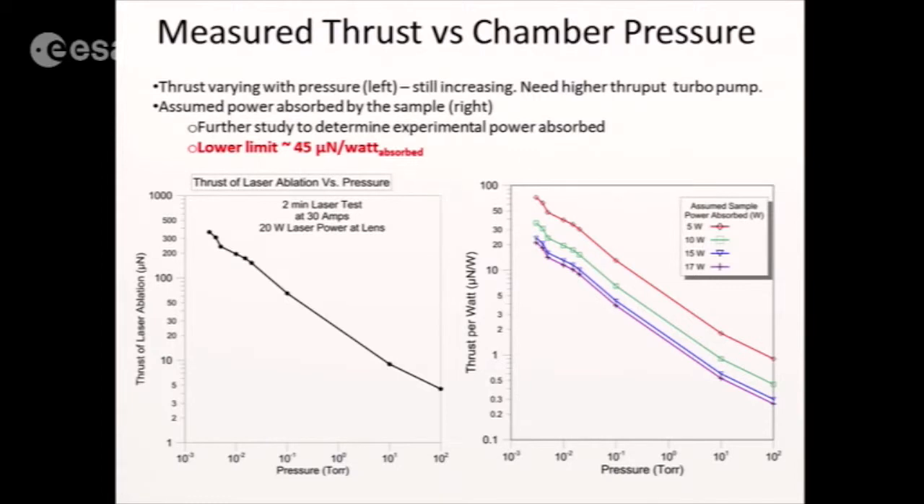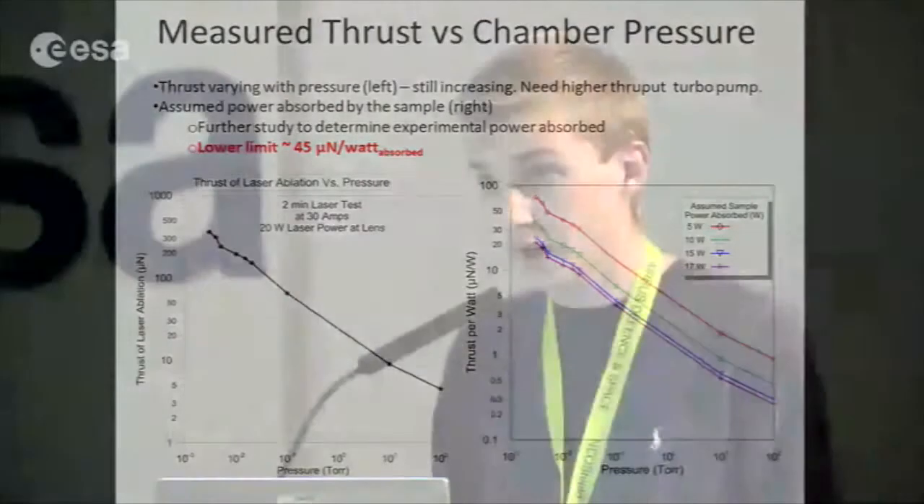And a lower limit momentum coupling coefficient of about 45 micronewtons per watt absorbed by the sample. Our laser material models give a thrust of about 100 micronewtons per watt optical, and we have derated this to 60 micronewtons per watt optical to be on the conservative side.